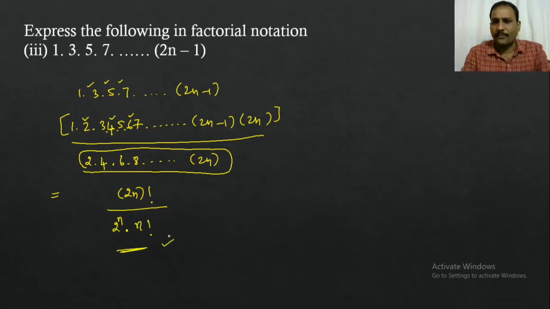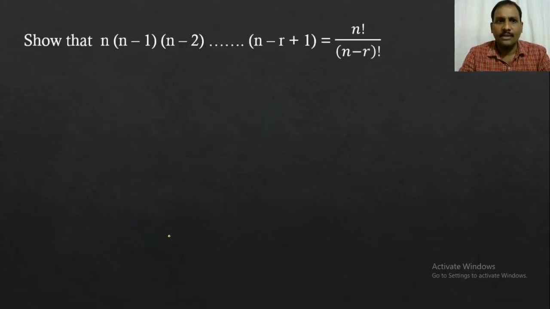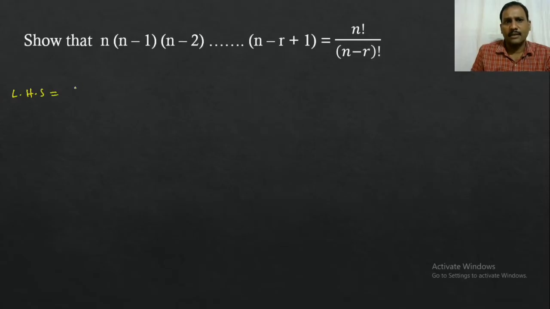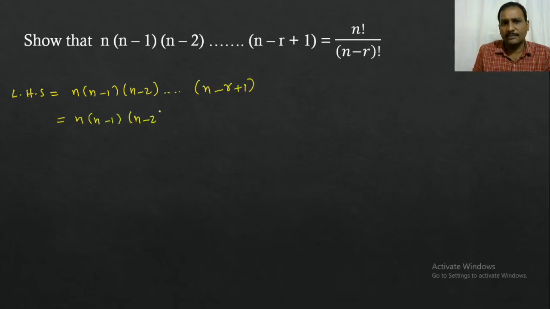That's it. Next, show that n into n minus 1 into n minus 2 and so on up to n minus r plus 1 is equal to n factorial by n minus r factorial. Let us consider the LHS first. That is n into n minus 1 into n minus 2 up to n minus r plus 1. So we are subtracting something from n in every term.